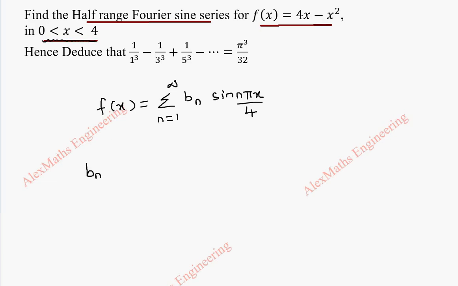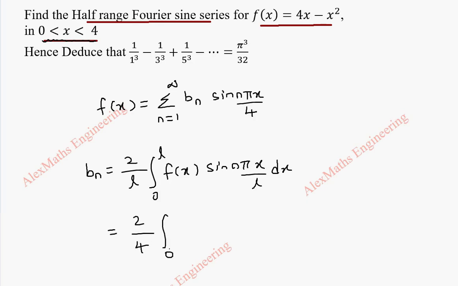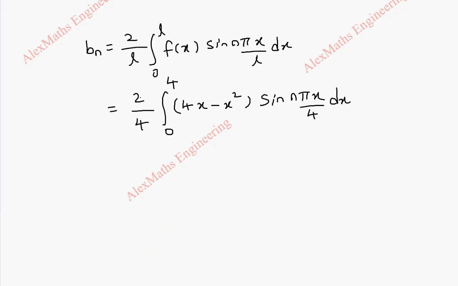Now to find bn, we use the integration 2 by L integral 0 to L f of x into sine n pi x by L. Now we are going to replace L, that is 4. So 2 by 4 integral 0 to 4 f of x, which is 4x minus x square, into sine n pi x by 4 dx. Now we can cancel these two. So this is 1 by 2.